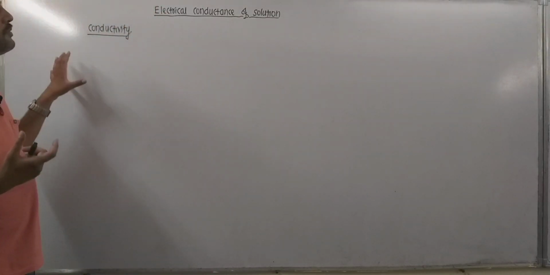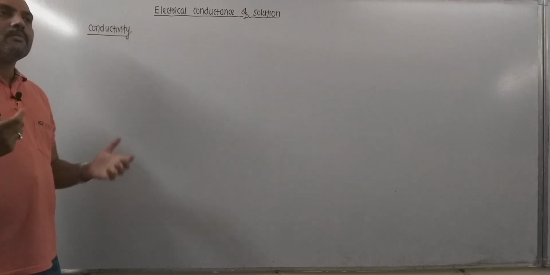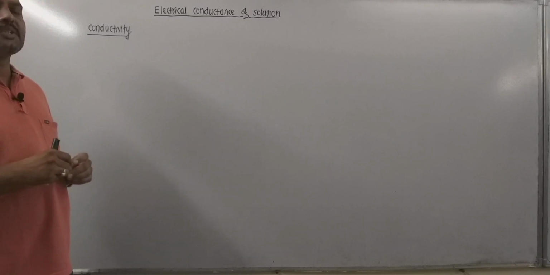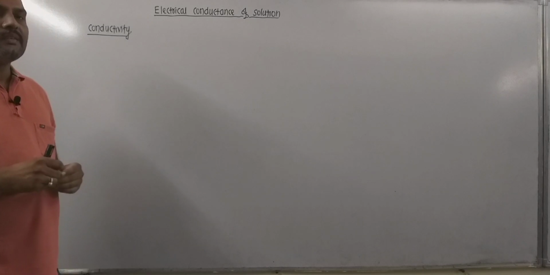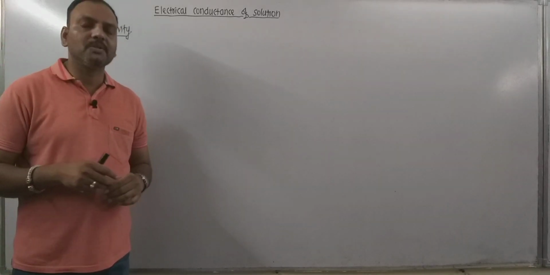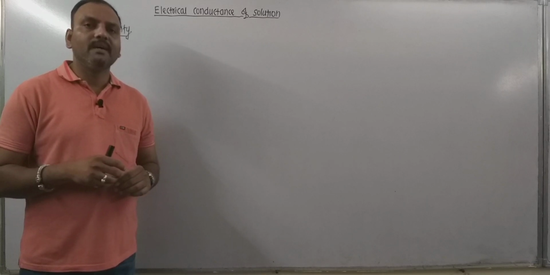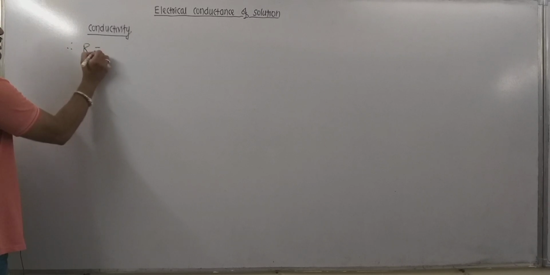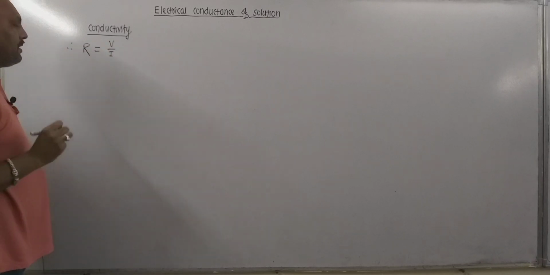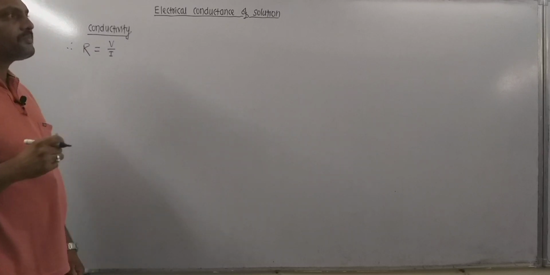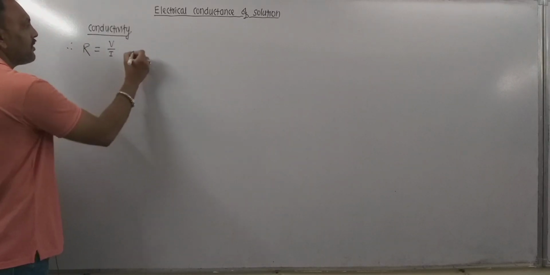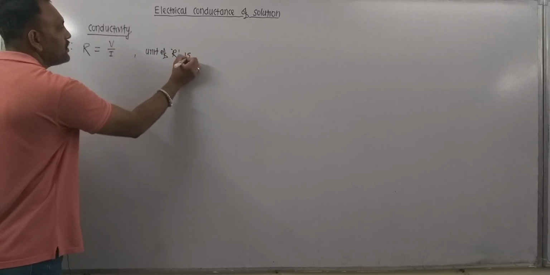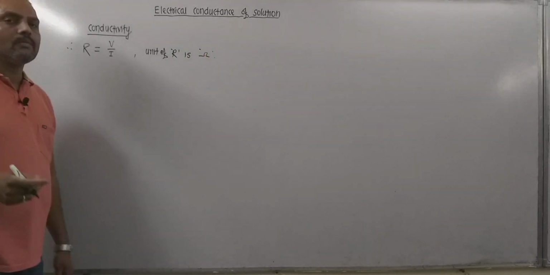So first of all we discuss what conductivity is. We all know very well Ohm's law. So long as the physical state of the conductor remains the same, the ratio of potential difference to the current remains the same, and that we call resistance. Thus one can say, according to Ohm's law, R is equal to V upon I, where V is the potential difference and I is the current. And remember, the unit of resistance is ohm.